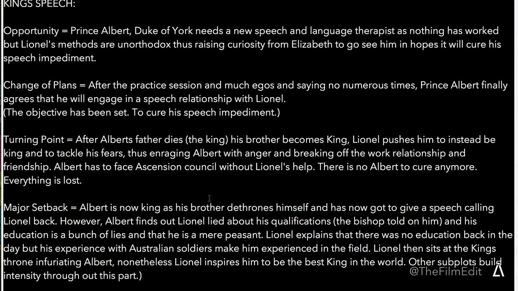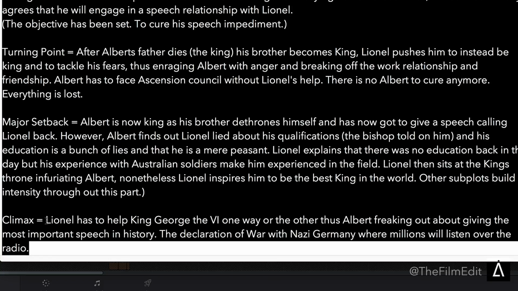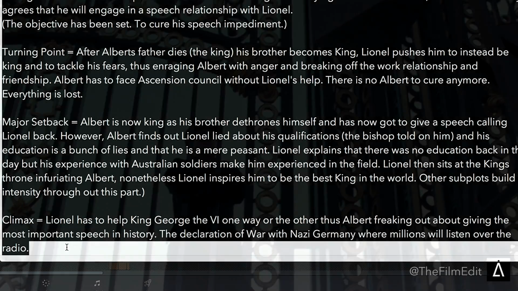And the climax is obviously the most beautiful scene in cinema. Lionel has to help King George VI one way or the other. There's Albert freaking out about giving the most important speech in history, the declaration of war with Nazi Germany, where millions will listen over the radio. So the most beautiful scene, I think, in cinema was when Beethoven's symphony was placed over that edit, over the climax, and it's just beauty.